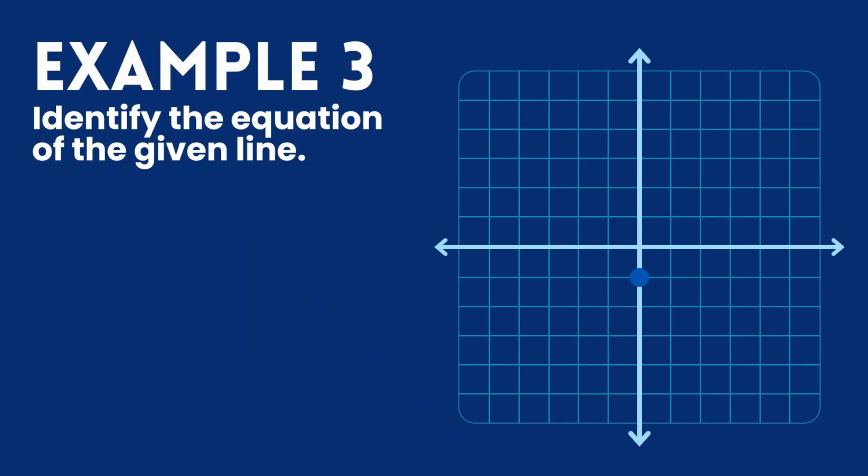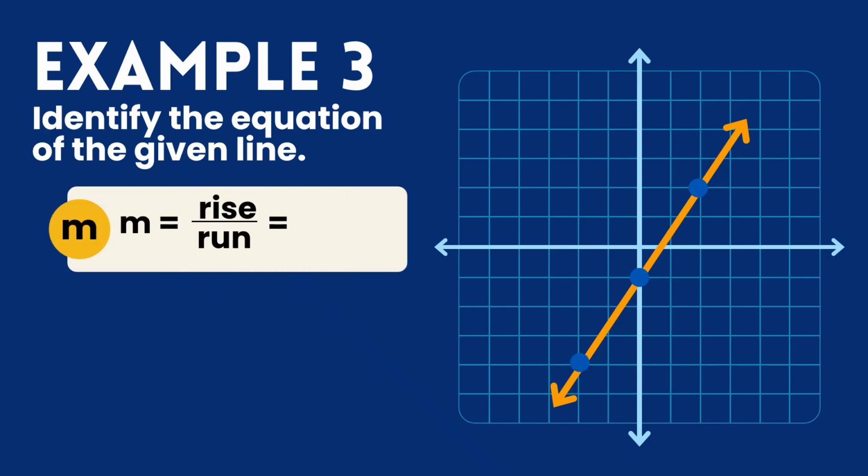Example 3. To find the equation of the line, first, determine the slope by using the rise over run. From the graph, the line rises 6 units upward and runs 4 units to the right, giving a slope of 6 over 4, which simplifies to 3 halves.